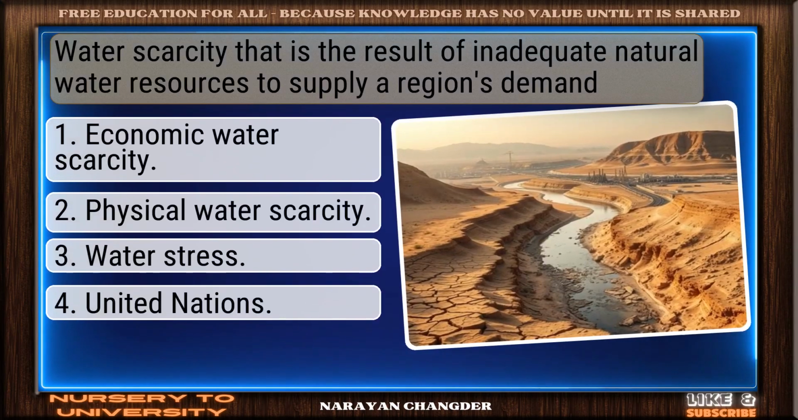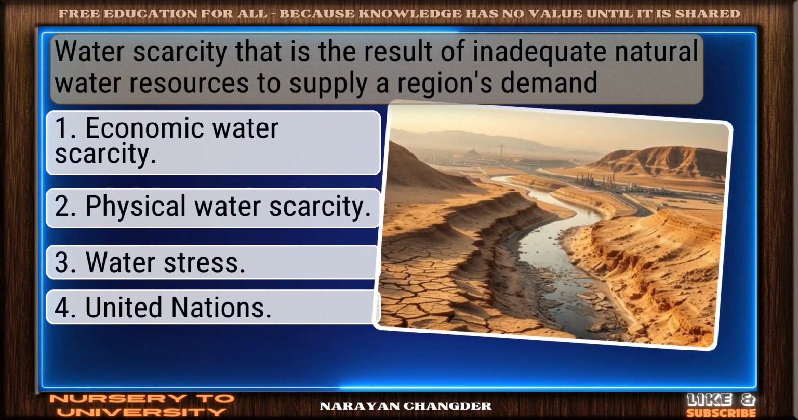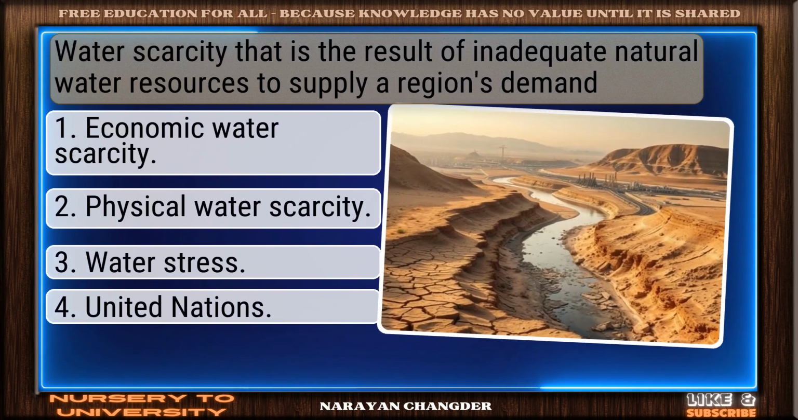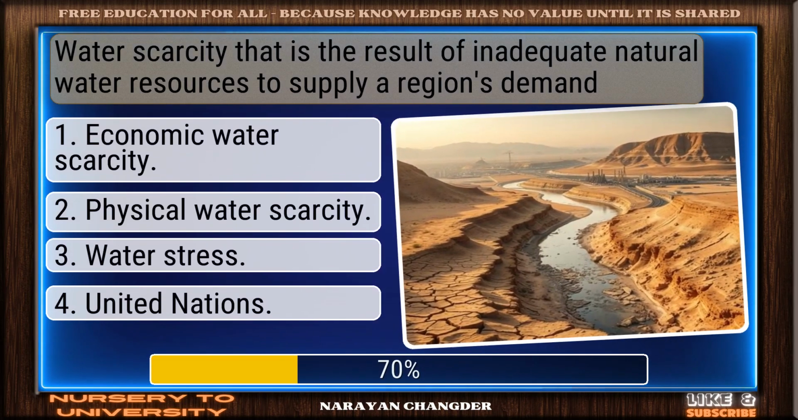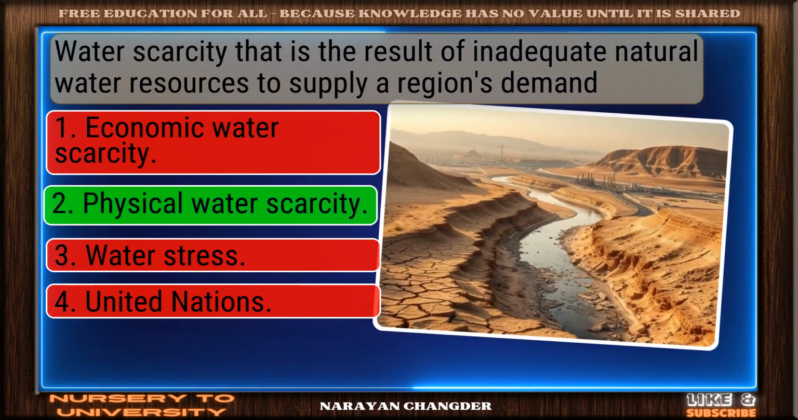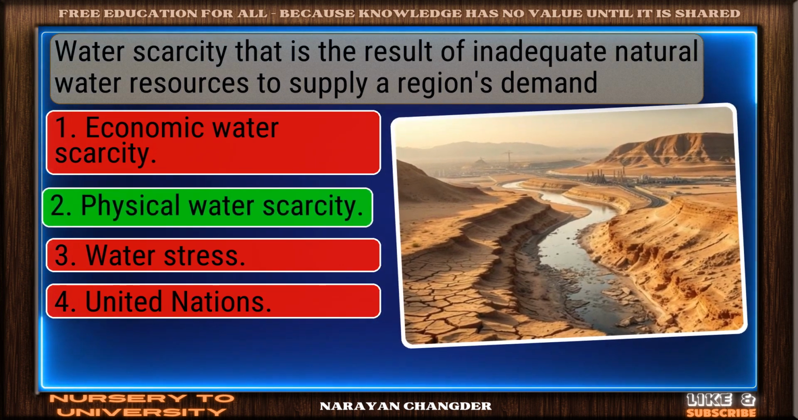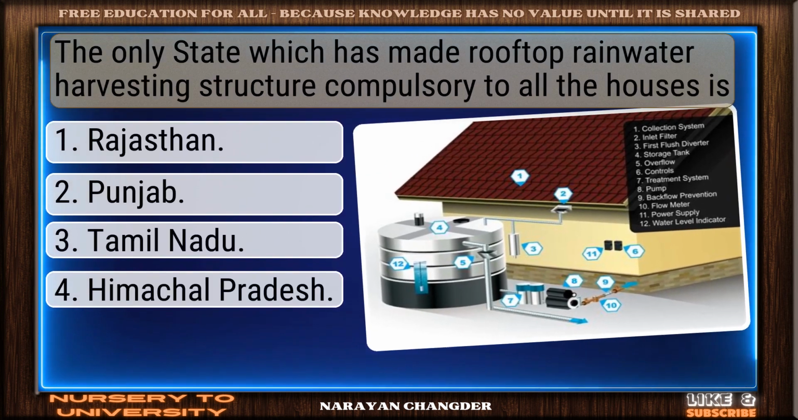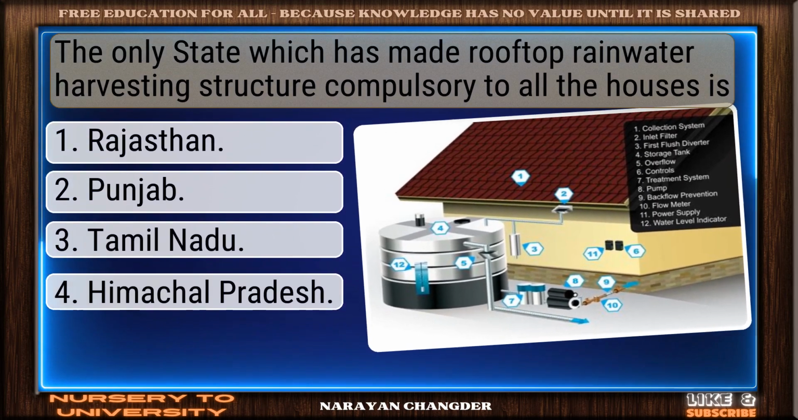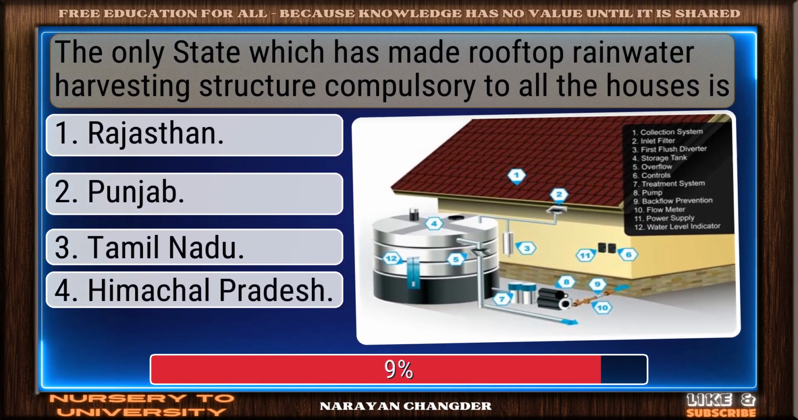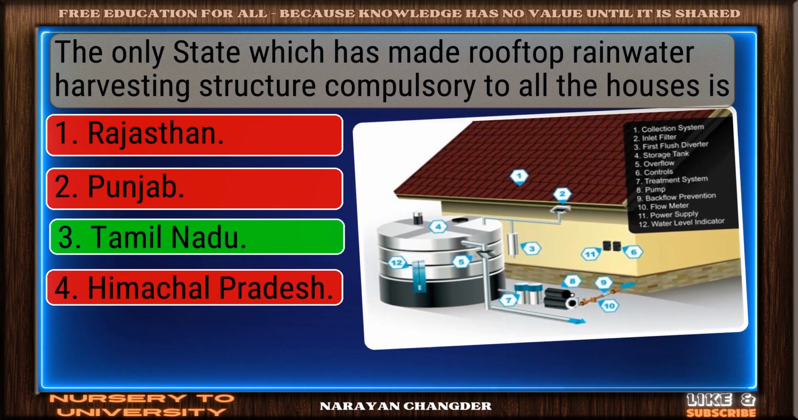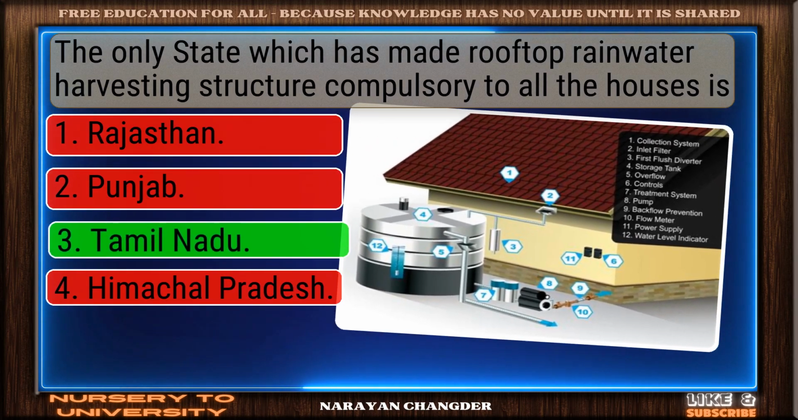Water scarcity that is the result of inadequate natural water resources to supply a region's demand. Correct response. Physical water scarcity is accurate. The only state which has made rooftop rainwater harvesting structures compulsory for all houses is... Well reasoned. Tamil Nadu is correct.